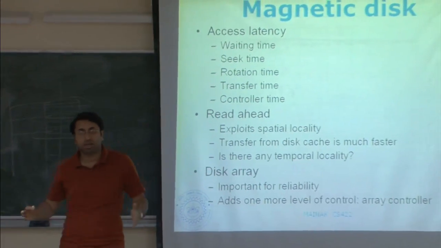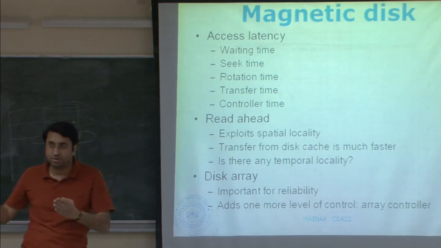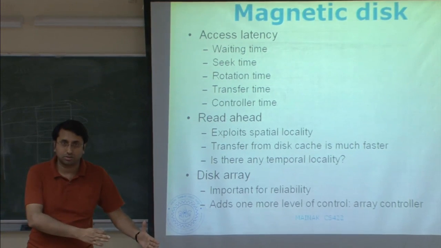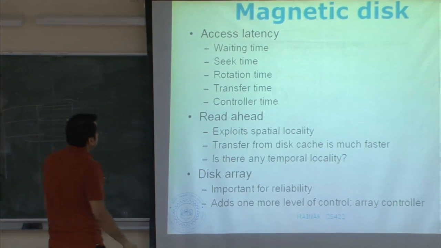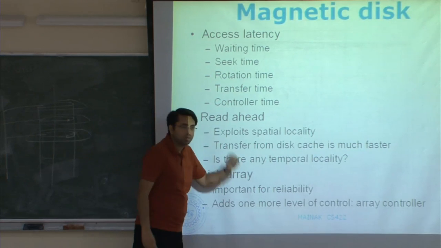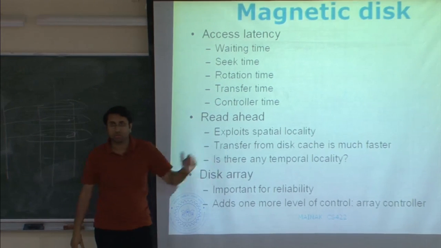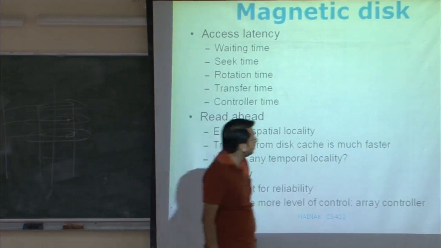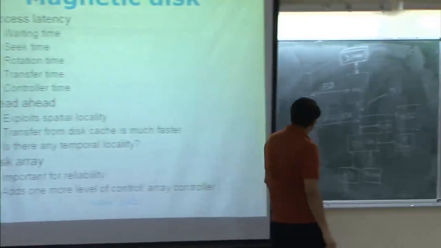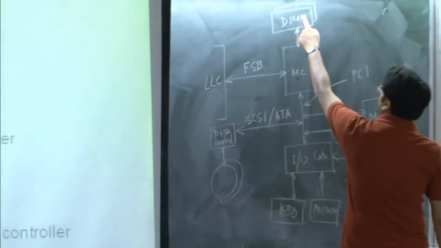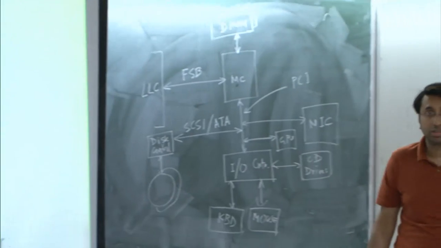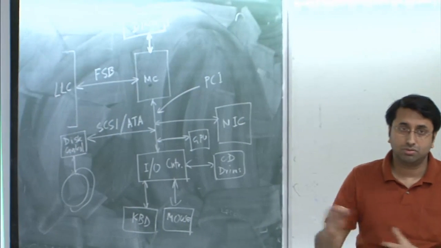There's some transfer time it takes to get the data from the disk to the disk controller. And then the controller will take some time to send the data back to your memory through this particular path. So that's how you copy data from disk to the memory.